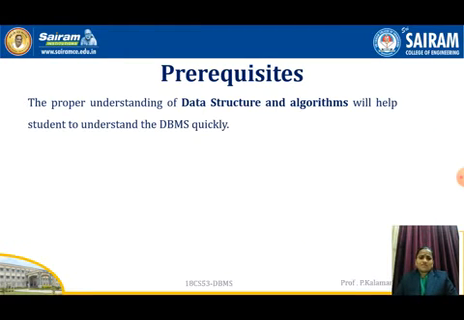And these are the prerequisites for this subject. I think you have studied data structures and algorithms in the second year itself. That is a necessary thing you should know to understand DBMS. In data structures, you have studied the different types of data, how the data will be stored, and the storage structures used to store the data. That is a main requirement you need to know to study database management systems.